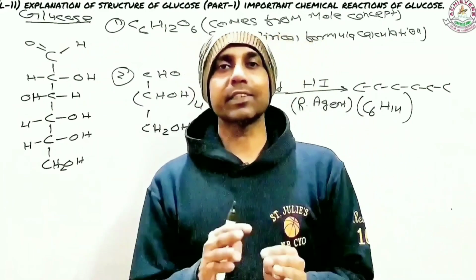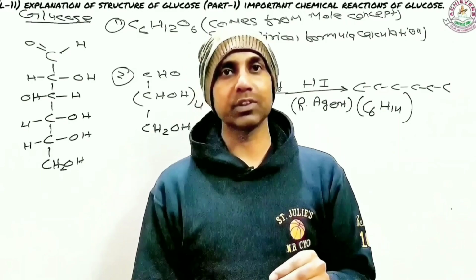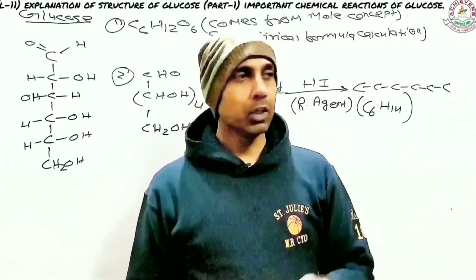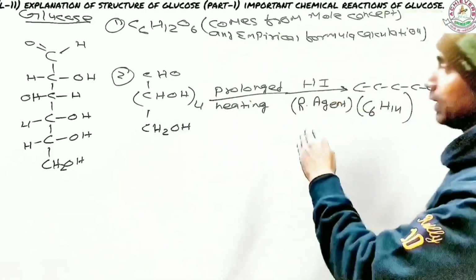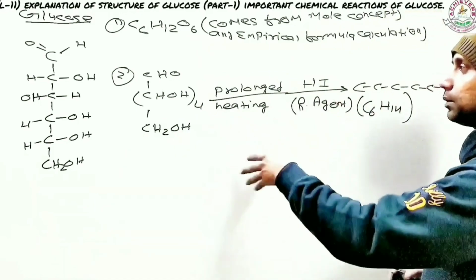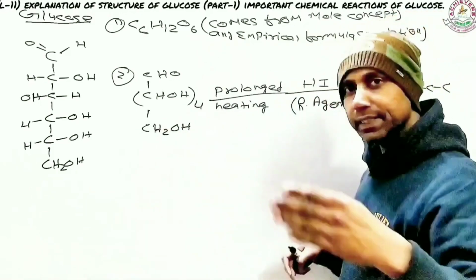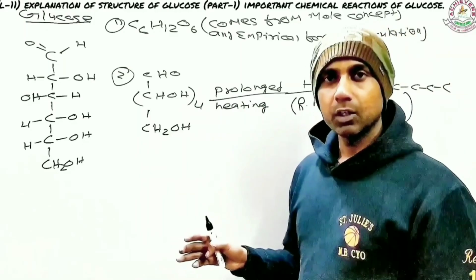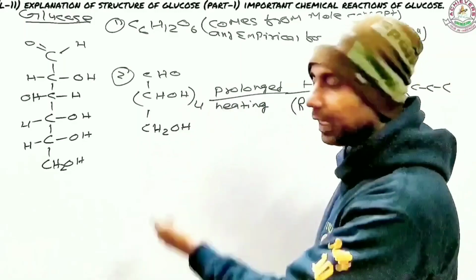The conclusion from this reaction is that glucose is a 6-carbon molecule where all the carbons are in a straight chain. This reaction was to prove that all the carbons present in glucose are in a linear arrangement. So this is the purpose of the second reaction.